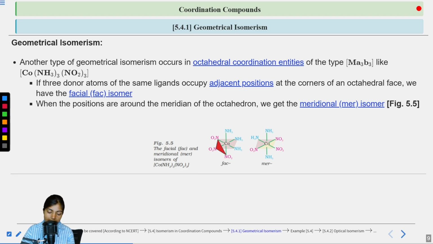Okay, so imagine the 3D structure, then you can understand more the facial isomer and the meridional isomer. If you are placing the three donor atoms of the same ligand at the corners of the octahedral face, so if you see, this brownish color is a plane lying horizontally in the XY plane, let's say, and this NH3 and the NO2 downwards is lying in the Z axis.